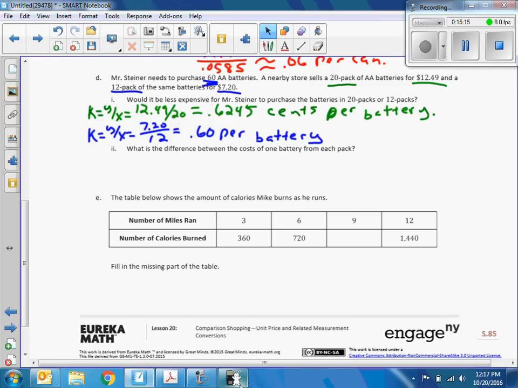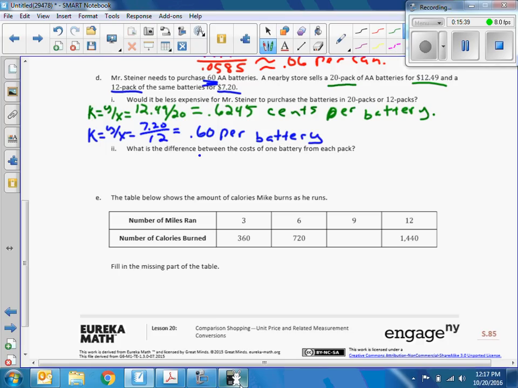No. Because if there's 60 batteries you need, and you need a 20 pack, you'd buy 3 of them. And if you had to buy 12 packs, okay, 12 times 5 is 60. So you could buy 5 12 packs, and we'd save money instead of buying 3 20 packs. What's the difference between the cost of the battery from one cost to the other?